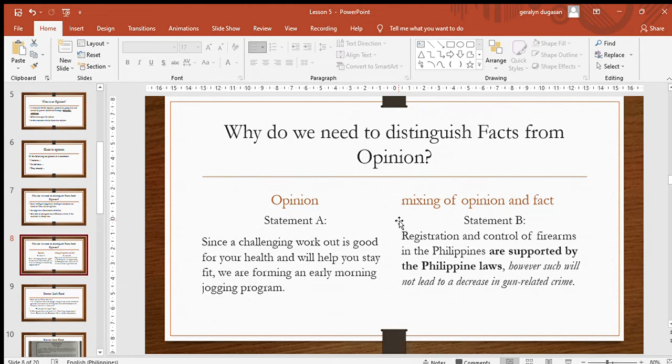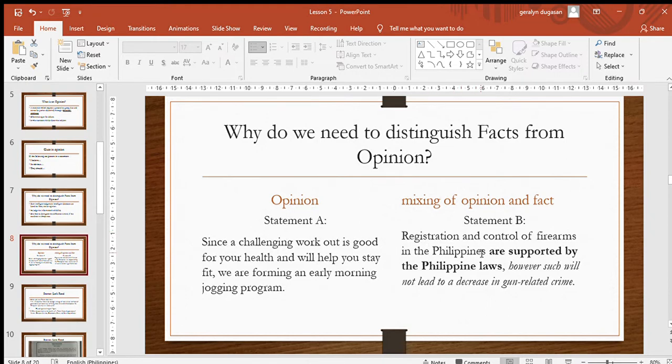So, much of what you read in newspapers or magazines is a mix of factual information and the opinions of the author. Often, the opinions are disguised as fact to make the author's argument seem more believable. For example, in Statement B: registration and control of firearms in the Philippines are supported by the Philippine laws. However, such will not lead to a decrease in gun-related crime.